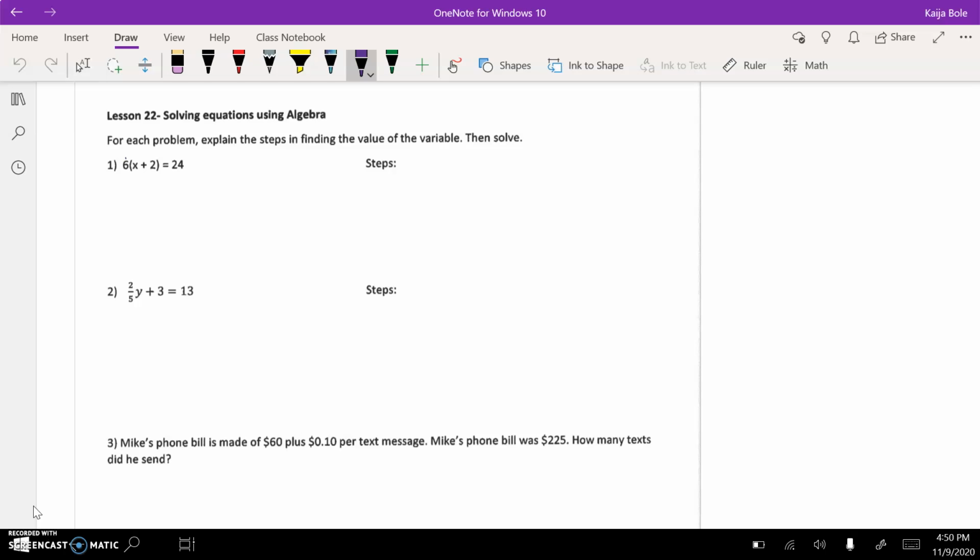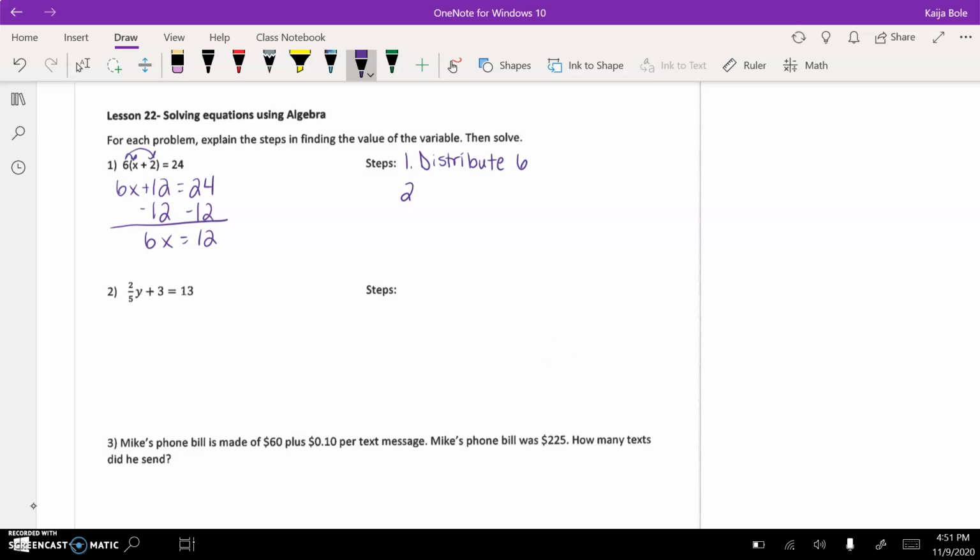So, first I would have to distribute the 6. That would be my first step. Distribute the 6. So I would have 6x plus 12 equals 24. Then this is just a two-step equation, so I would subtract 12 on both sides. So I would end up with 6x equals 12.